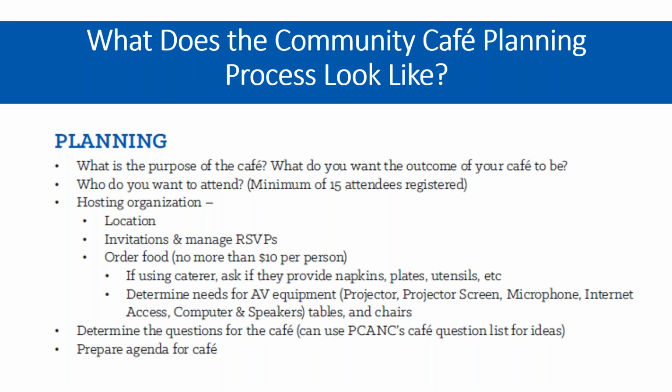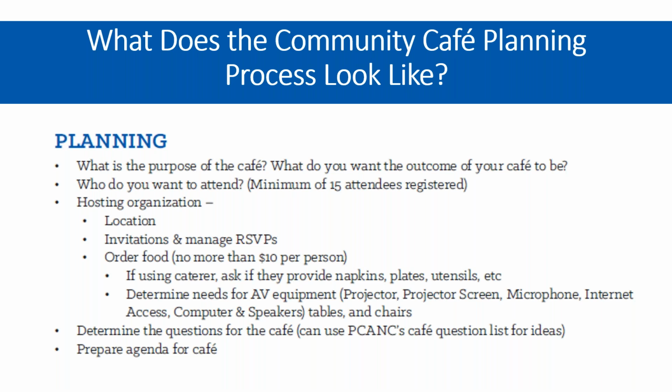Ordering food. When we order food for community cafes, we make sure that it's no more than $10 per person. And depending on funding, PCANC can provide this food for you. If you're using a caterer, we ask that they provide napkins, plates, utensils, etc. I know it sounds silly, but these are things we really want to be cognizant about because we forgot to ask in the past.